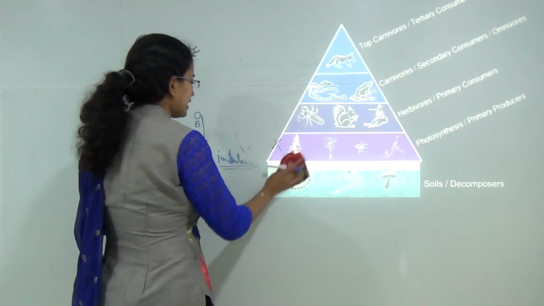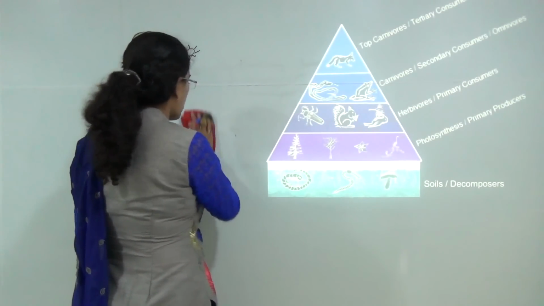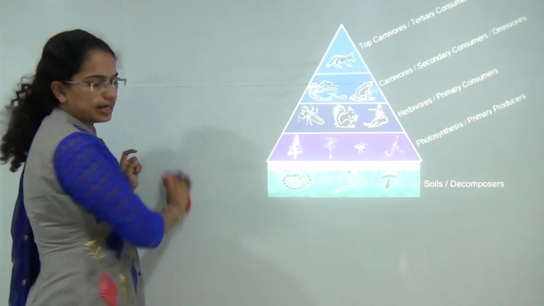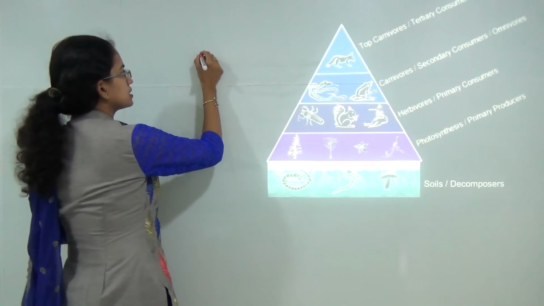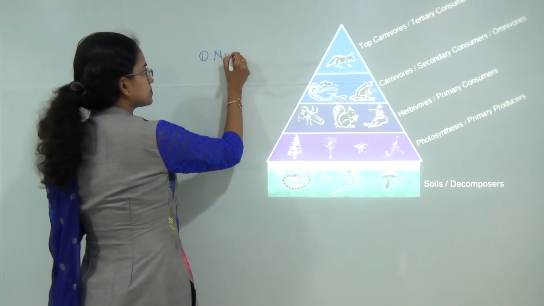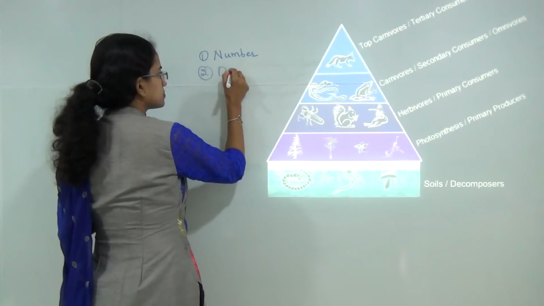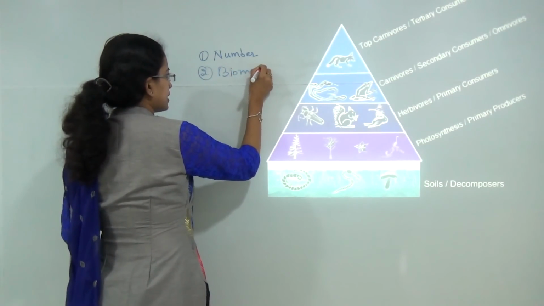So while understanding this, we talk about pyramids. Now pyramids can be of three types. First is pyramid of number, pyramid of biomass, and pyramid of energy.